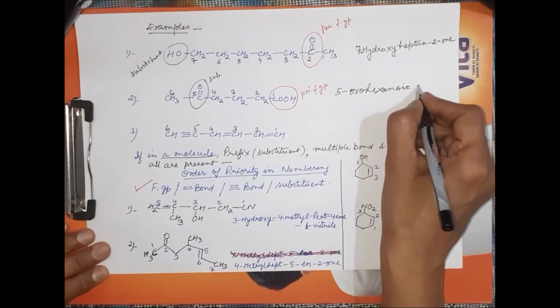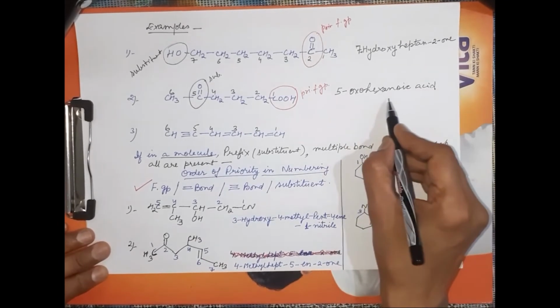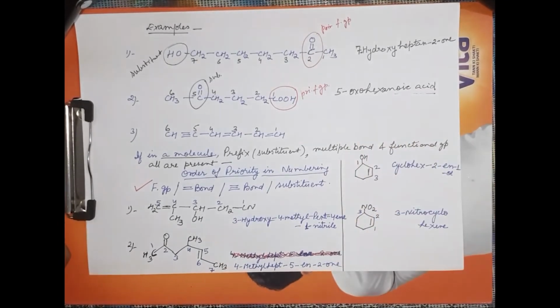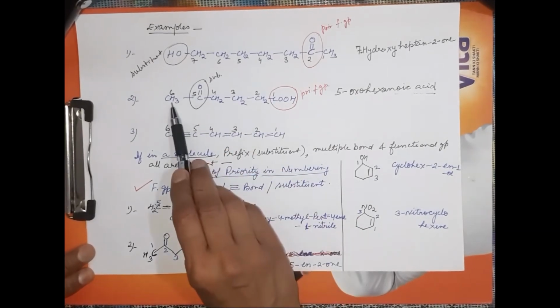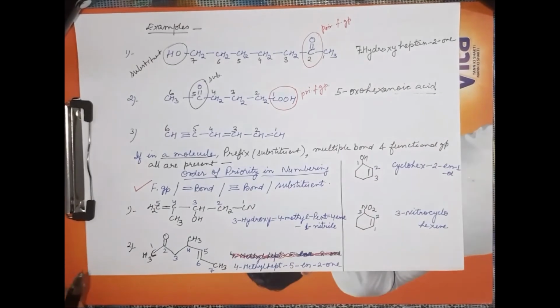5-oxohexanoic acid. Because for carboxylic acid, this "oic acid" is written. So 5-oxohexanoic acid. This will be the name.